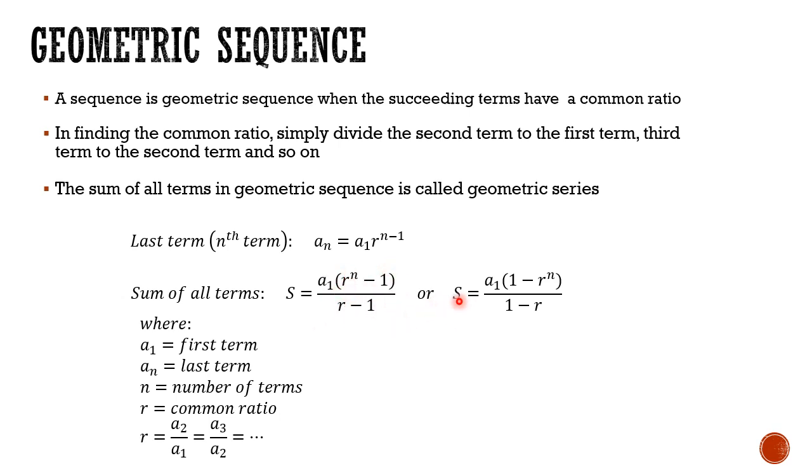Or kaya man, s is equal to a sub 1 multiplied by 1 minus r raised to n all over 1 minus r. Where a sub 1 is the first term nga, and yung a sub n is the last term. N is the number of terms, or kung pang ilan siyang term. R is the common ratio. Para makuha natin yung common ratio, divide lang natin yung second term to the first term, or kaya man yung third term to the second term, and so on.